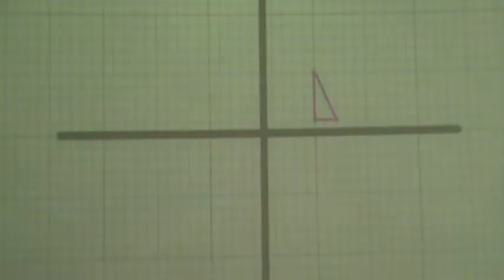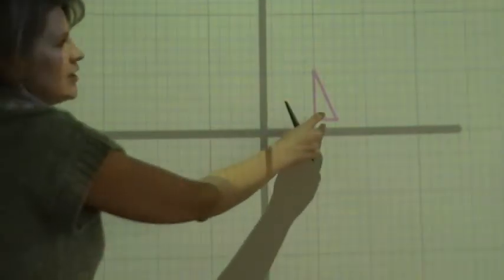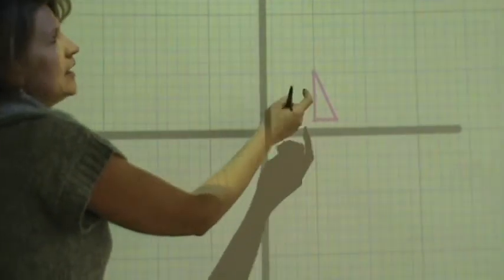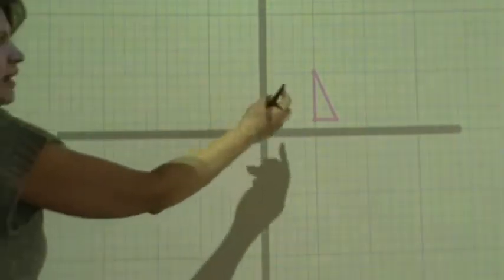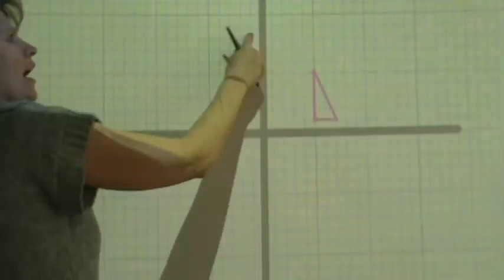All right, so on your graph paper, this is challenging, okay? But what I'd like you to try and do is rotate this shape, and let's go 90 degrees counterclockwise. Okay, think of how a clock goes. A clock goes this way, right? Okay, so we're going to go counterclockwise.